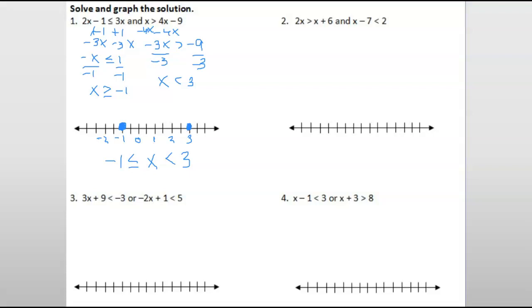The left is a closed circle. The right is open. And you shade between them. So what that means is we get infinitely close to 3, but it never actually gets to 3. However, it does get to negative 1.